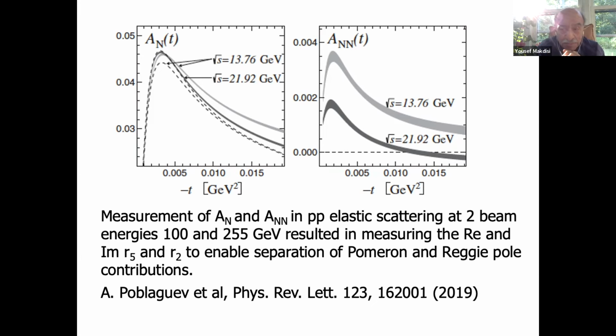250 GeV. Having done this with such good precision, he was able to measure the real and imaginary parts of r5 and r2 to enable a separation between the Pomeron and Reggeon contributions to elastic scattering. This has already been published in Physical Review Letters 2 years ago.